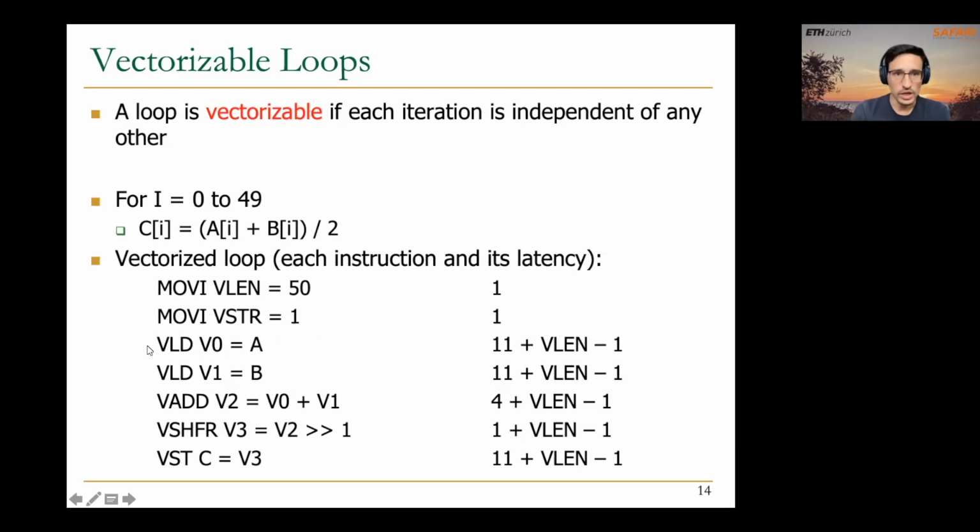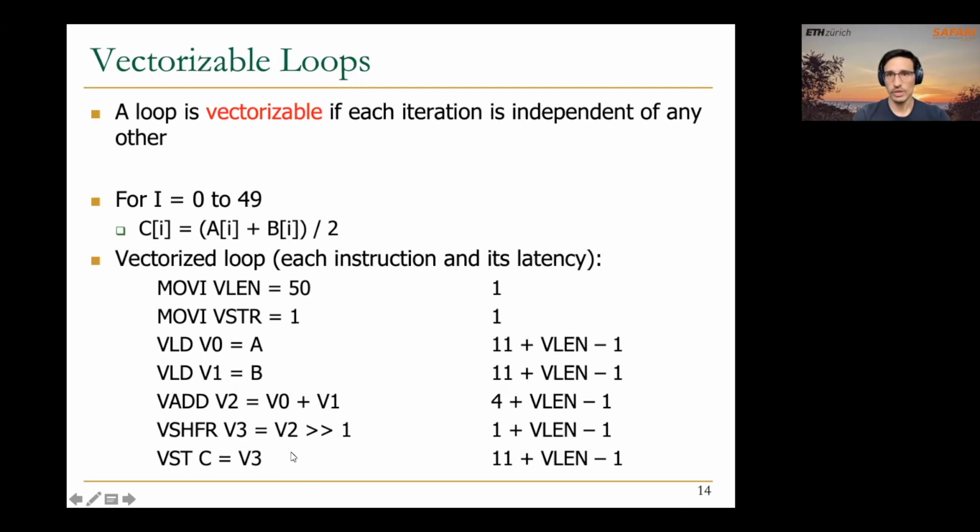Then at this point, with this vector load, the vectorized code starts. First of all, we have the load instruction for array A. Then we load array elements from array B. Then we add the elements that we have previously loaded in vector 0 and vector 1. In the next instruction, we shift right. Remember that right shifting is the same as dividing by 2. And finally, we store the result in array C.